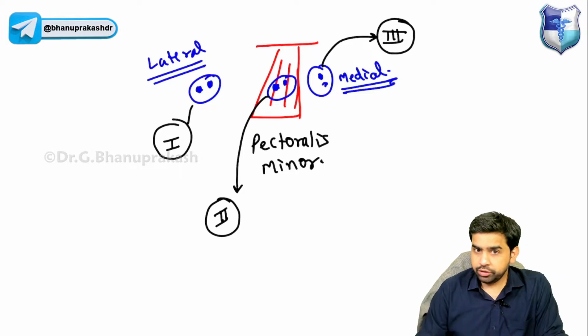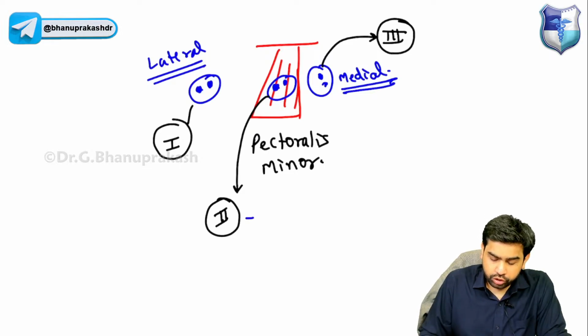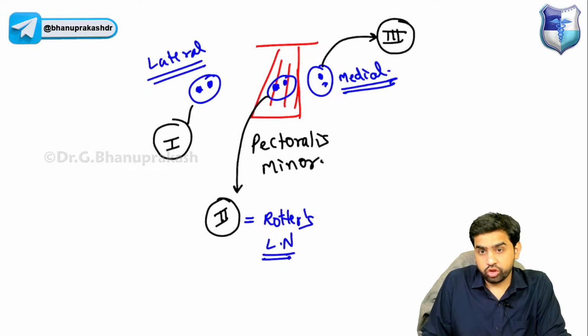Okay, so did you understand? These are the levels of the lymph nodes which we have. What is this lymph node station 2 referred to as? This is also referred to as Rotter's group of lymph nodes. Rotter's lymph node is basically this lymph node station 2. I hope you have understood this particular point, guys.